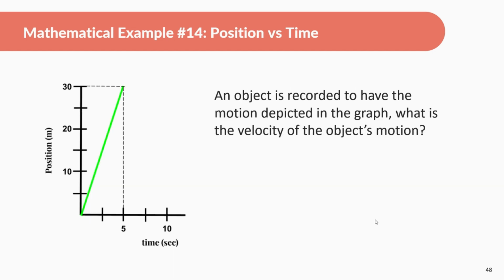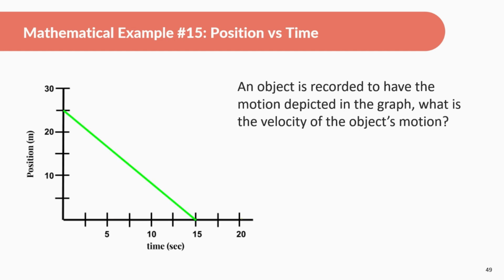Let's do this next problem and try to do it by yourself if you feel like you understand it now. I'm going to do a different color because I don't really like this red. Okay. Recorded to have the motion depicted in the graph. What is the velocity of the object's motion? Okay, again, velocity is equal to the change in position over time. So let's just do this. We're just going to be going from 30 divided by 5, and this should be equal to 6 meters per second.